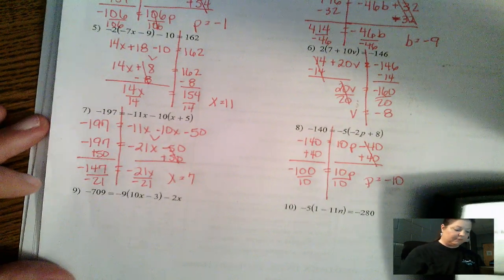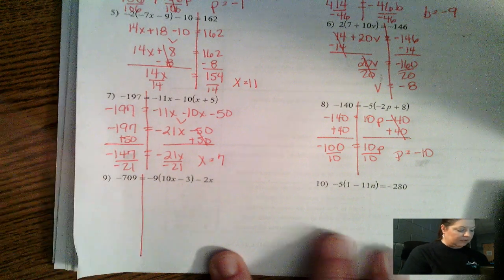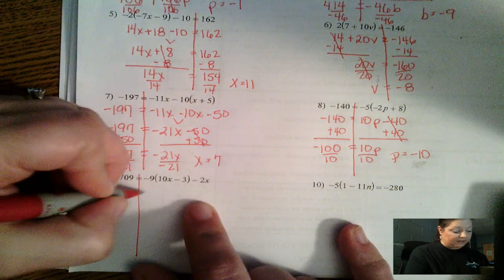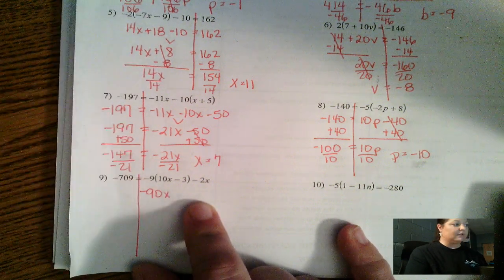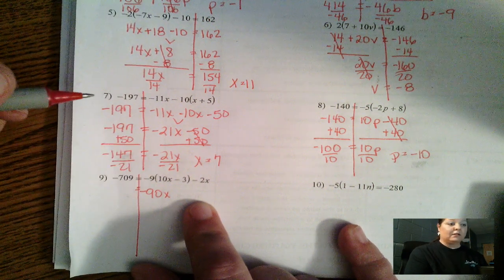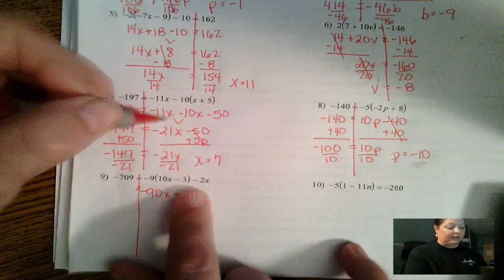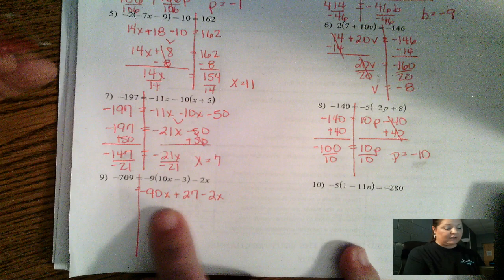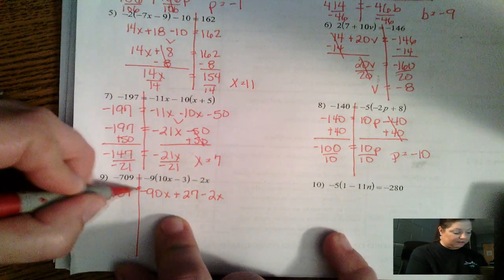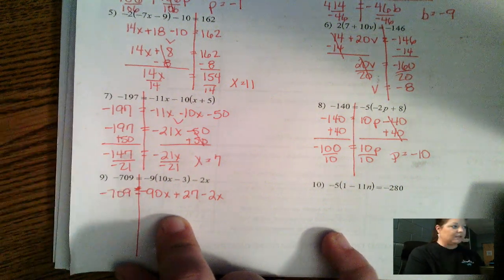Okay, number 9, draw our line. We're going to distribute. So negative 9 times positive 10 is negative 90x. And we'll put our equal sign there. And negative 9 times negative 3 is going to be positive 27. And now we have a minus 2x to bring down. And then over here, negative 709, bring that down. Okay, all right, that's my equal sign. I've kind of messed up on it. Put it right there. Okay.